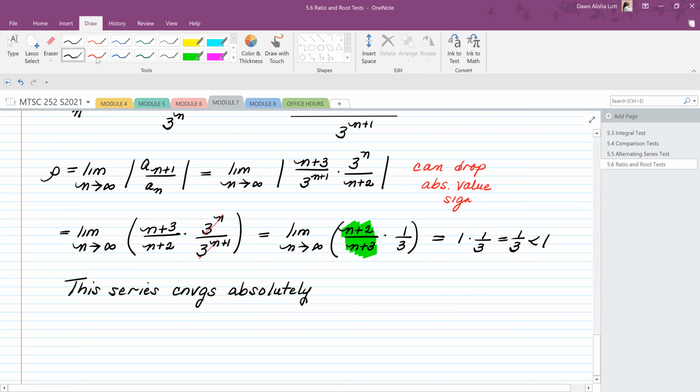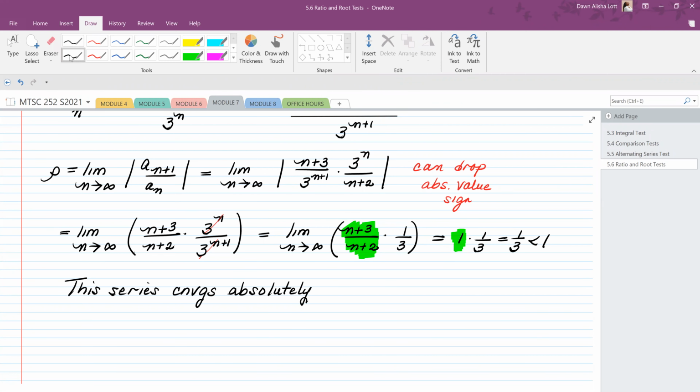And then over here, this on the top should be n+3, and this should be n+2. And the limit of that is 1. Okay, I think I fixed it now. Thank you.